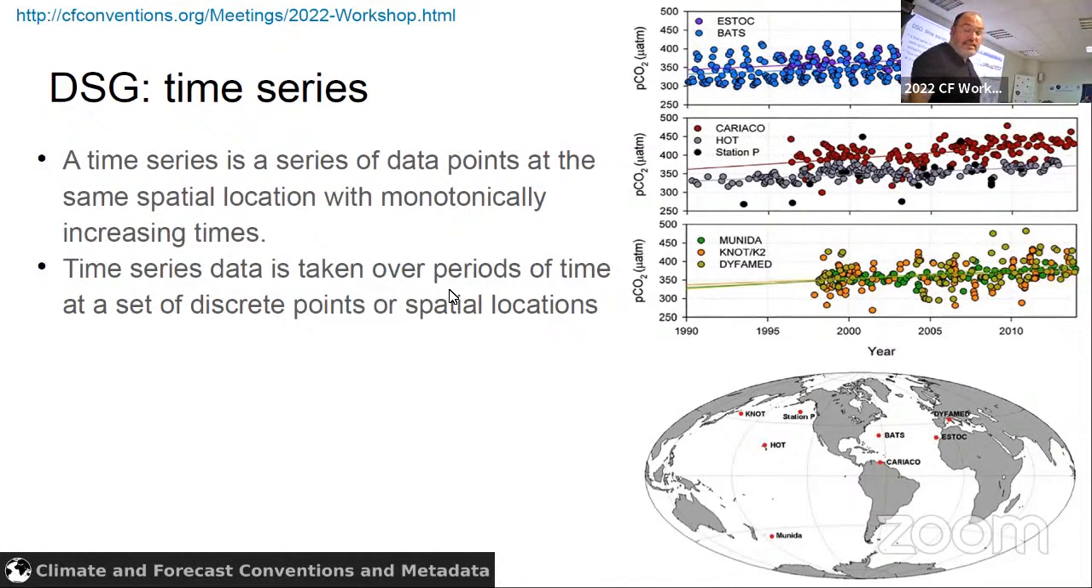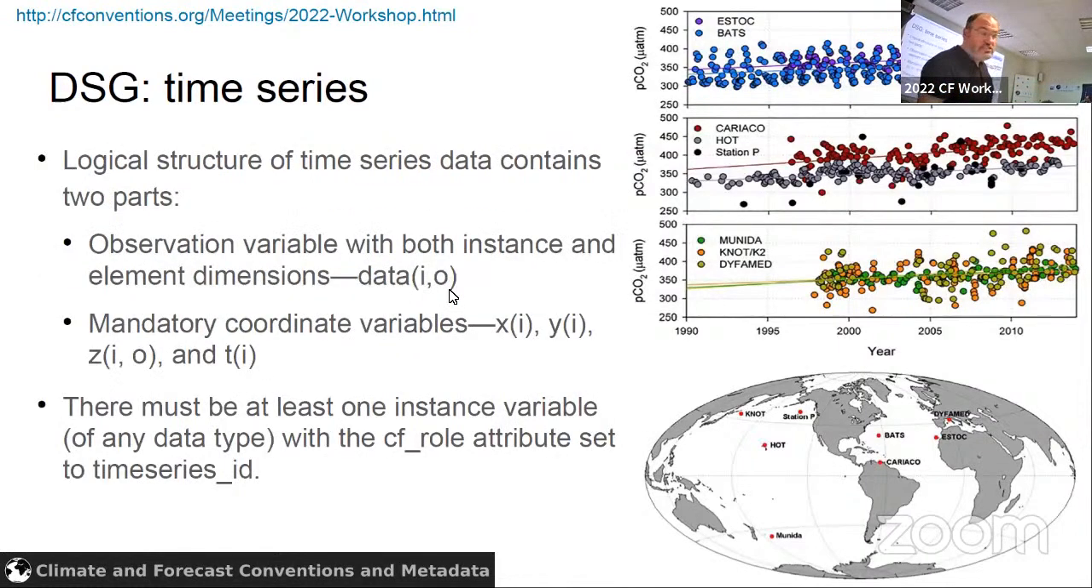Time series is taking, over periods of time, a set of discrete points or spatial locations, okay? The typical examples are observations in different points or in different stations. This is a typical situation, or the weather stations, for example. They are fixed in space, but they are taking samples in time, usually at regular intervals.